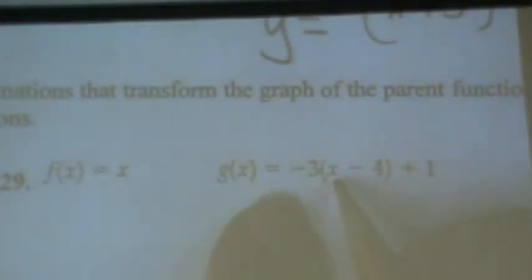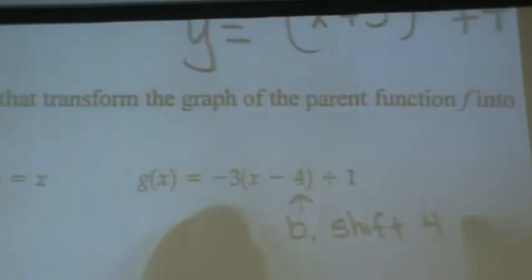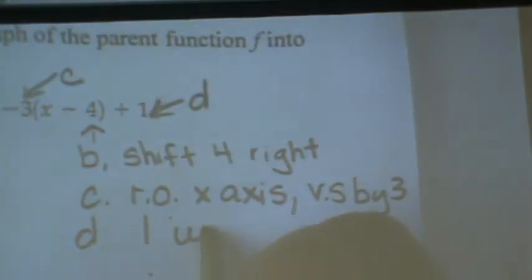29. Okay, we don't have to pull an A value out. This is B. B is, you're going to shift 4 units right. Then you move out here. This is C. There's 2 C things you can do. You can reflect it over the x-axis, and you are also going to vertically stretch it by a factor of 3. And then D is this right here. This is D. You're going to go 1 unit up.